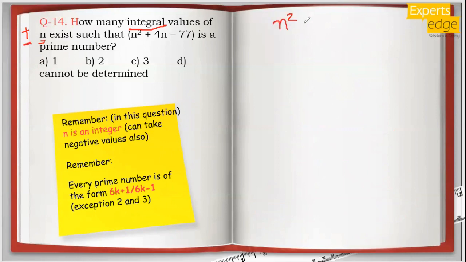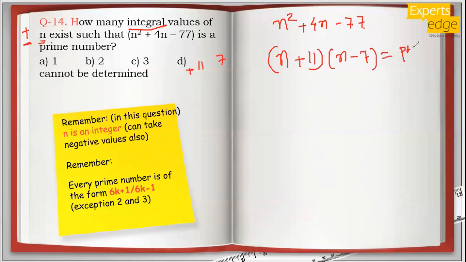So n square plus 4n minus 77. So the two factors will be what? 11 and 7. I want the bigger number to be positive and this to be negative. So the two factors in which I can break it are n plus 11 and n minus 7. This has to be prime. Now, in fact, it will have four cases because we have positive and negative both allowed. So it can take 1 into p or p into 1 or minus 1 into p or p into minus 1. You need to check all, right?